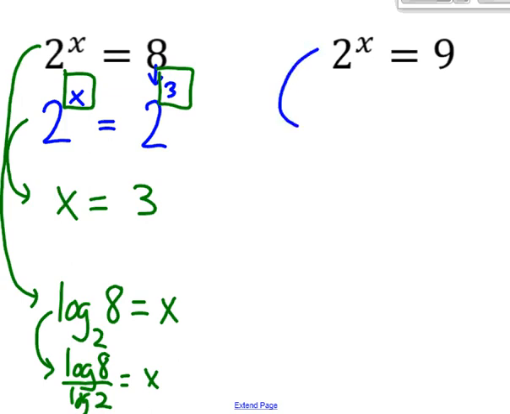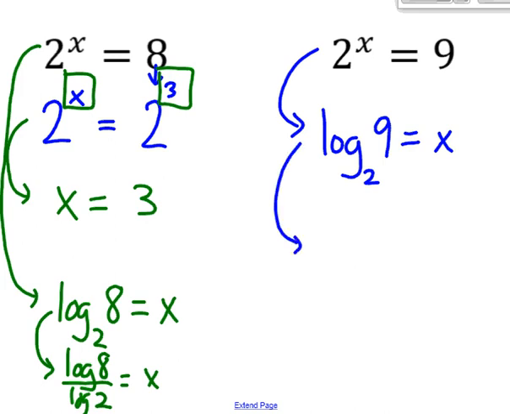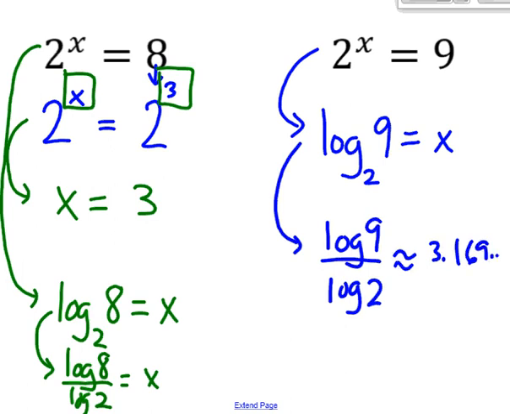So this one, we don't have a choice. We need to change the form. So we're going to write it in the log form. So log base 2 of 9 is equal to x. If you take your calculator, you're going to get log 9 over log 2, right? But if you calculate, it's going to give you approximately 3.016999. So which answer is the best?